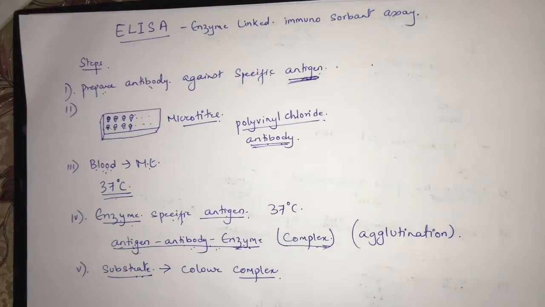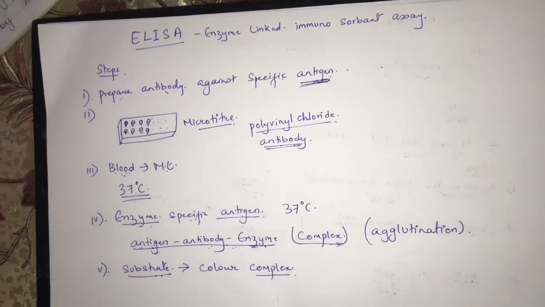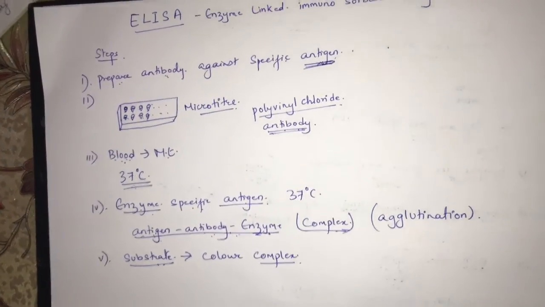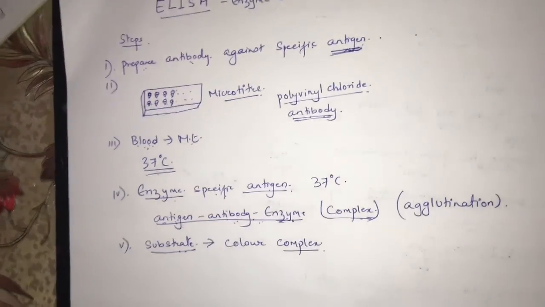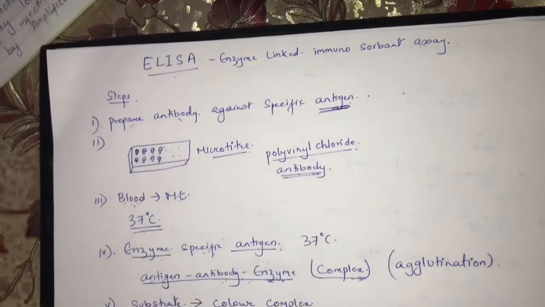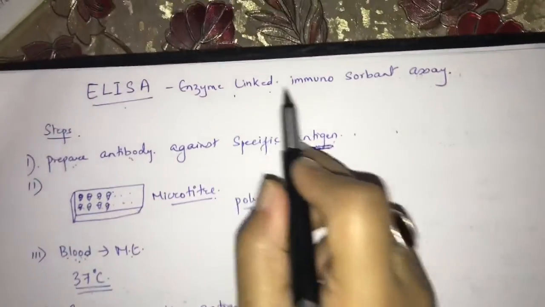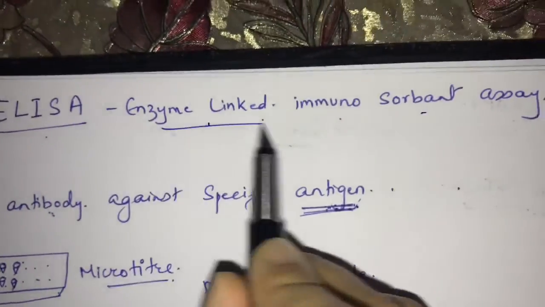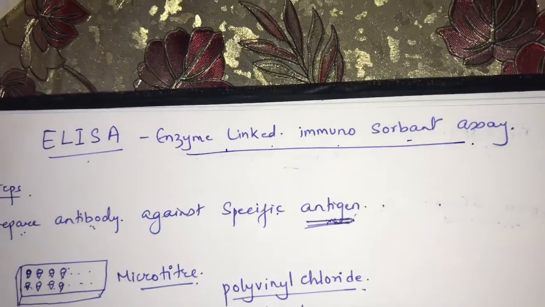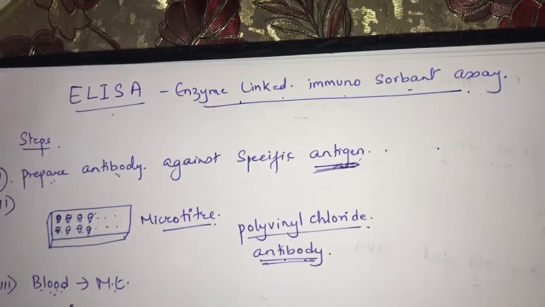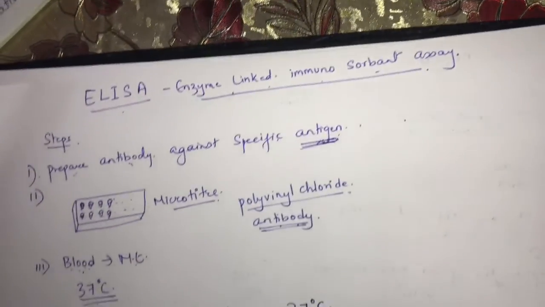Now diseases like TB, tuberculosis, AIDS and other bacterial diseases can be detected by this technique, the ELISA technique, which is enzyme linked immunosorbent assay. Alright, so this is all about gene therapy and ELISA.